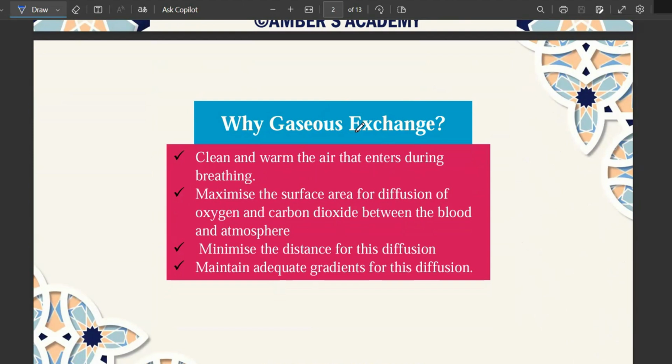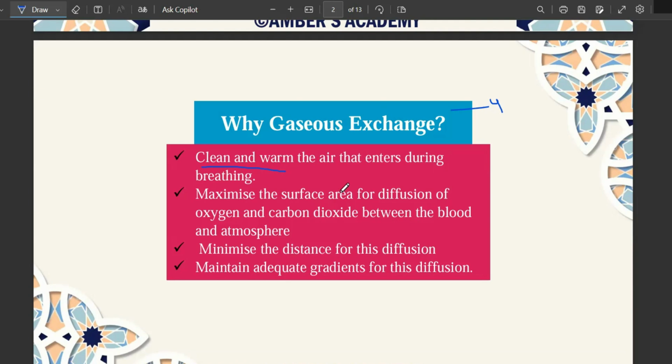Obviously, there are going to be oxygen and carbon dioxide, but initially the question arises why we need this entire system. There are four reasons that you can mention, and this question might come for 4 marks as well. This is a very simple question. You just understand these 4 pointers, and you'll be good to go. Initially, we need the system so that the air entering our nasal sinuses can get clean and warm. So in order to clean and warm up the air which is entering our sinuses during breathing, we need the gaseous exchange system.